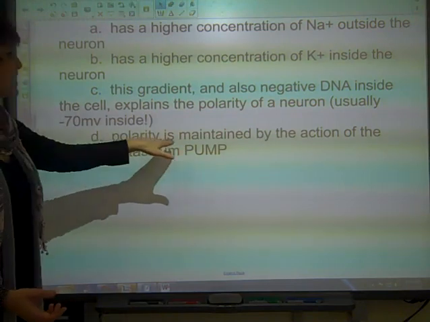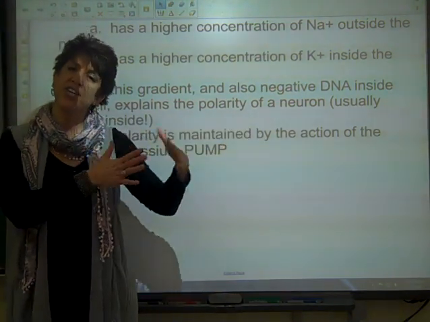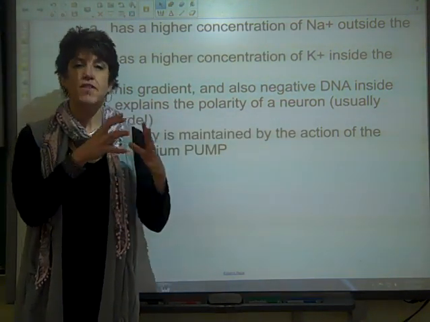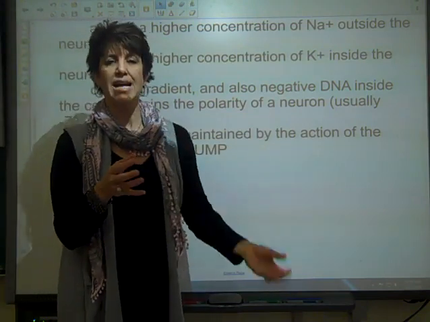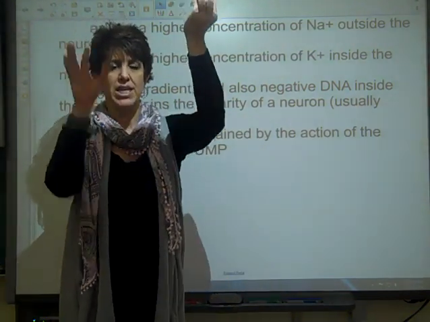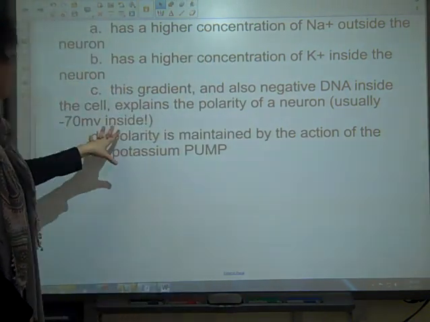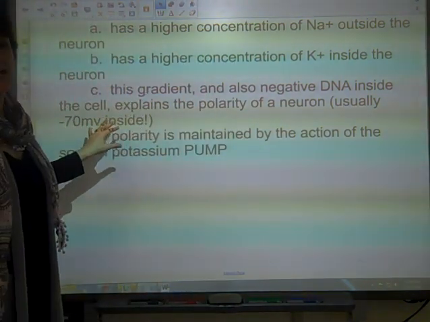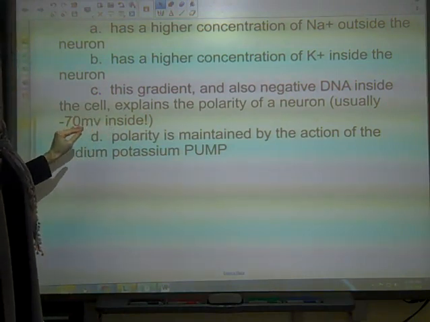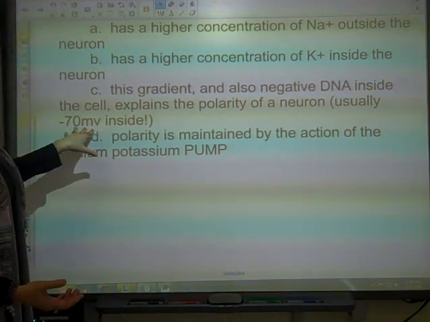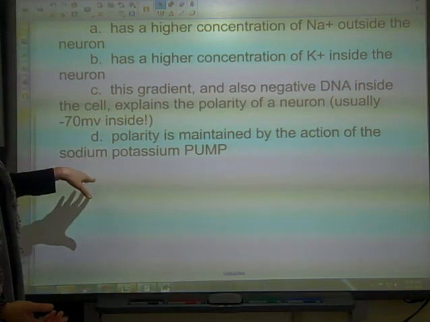All right, polarity is maintained. In order to keep that difference in charge, the sodium-potassium pump constantly keeps sodium out, keeps potassium in the neuron, and maintains that resting membrane potential. It could be anywhere from 0 to -100, but it's usually around this -70 range.